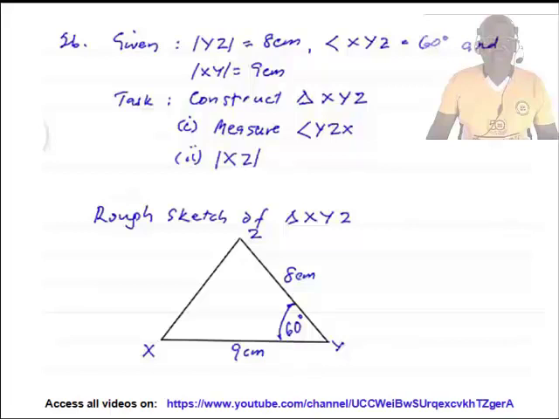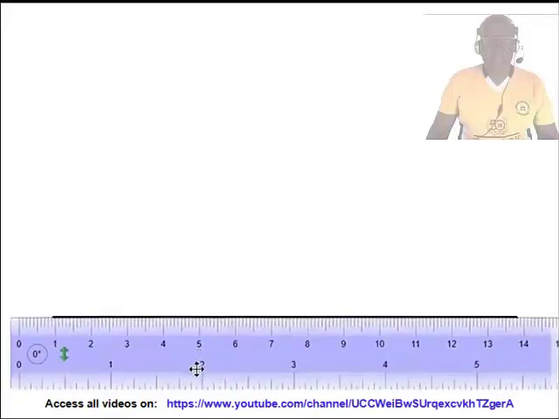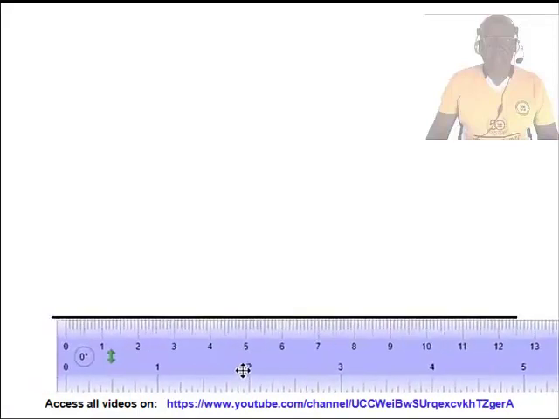We shall start with the side XY, which equals 9 centimeters. We shall first construct a horizontal line. With the help of a ruler, we shall mark out the points X and Y 9 centimeters apart. We shall label the points X and Y.